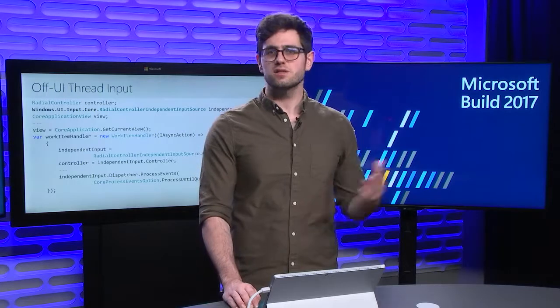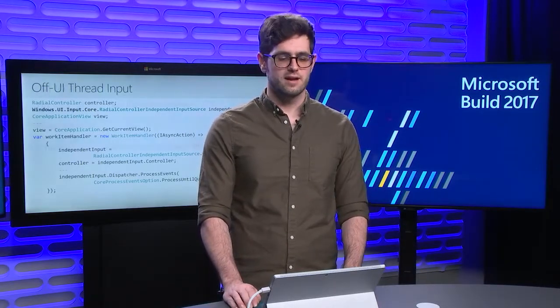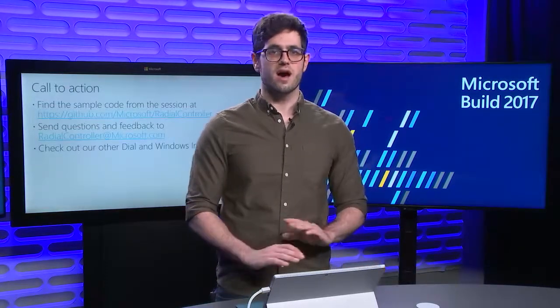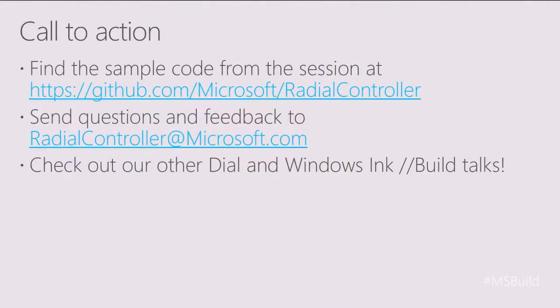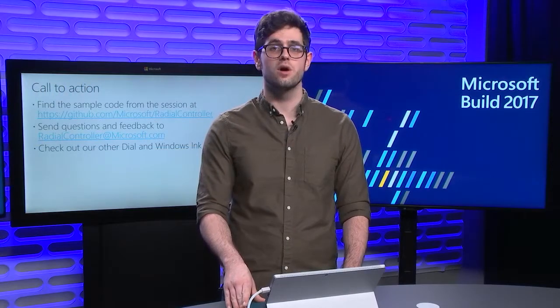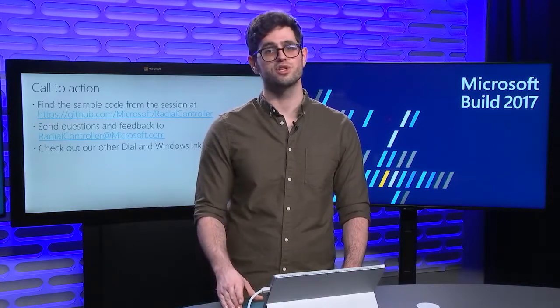So that's an overview of all the things we've added in the Creators Update. The first thing I want to say is if you thought any of this sample code was cool and you want to try it out, it should all be on GitHub today in the Microsoft/RadialController repo. So go ahead and check that out. Additionally, if you have any questions or feedback, if there's something that I didn't cover today or something you want covered in more depth, feel free to reach out to my team directly. RadialController@Microsoft.com is a great resource if you have some technical questions that weren't addressed in our documentation and samples, or if you just have a great idea that you want to share with us.